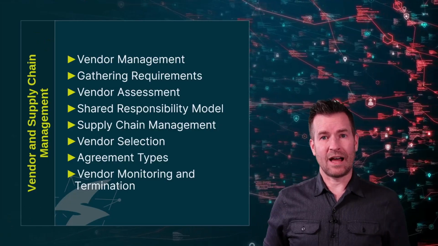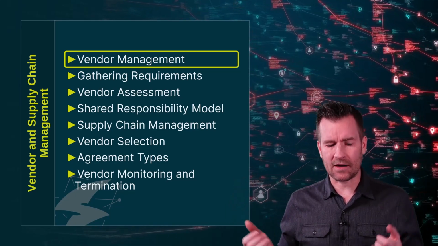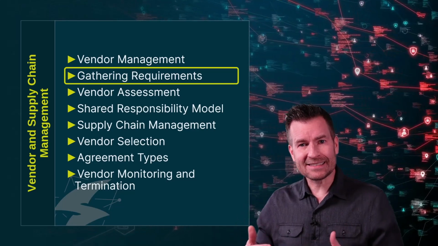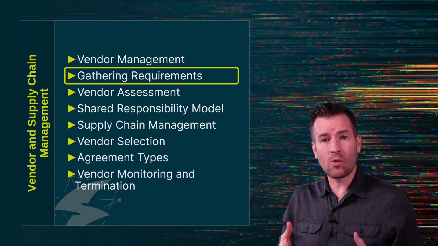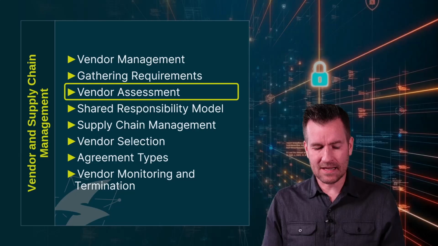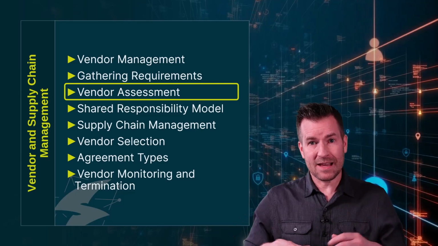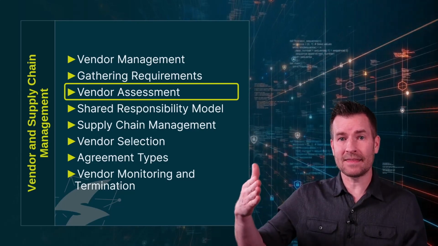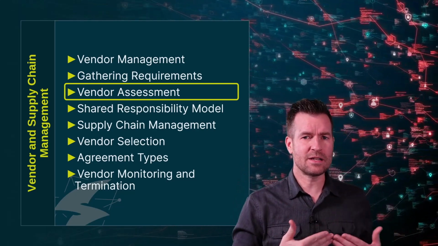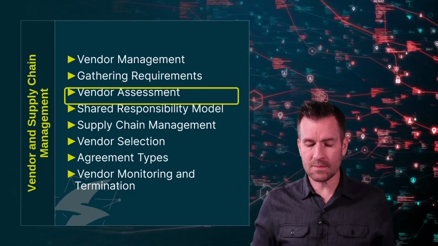We're going to kick this module off by going over vendor management, just a high-level view of what vendor management actually looks like. Then we'll get into gathering requirements, what we're going to assess these different vendors on and how we gather requirements to assess those different vendors. Then we'll talk about the vendor assessment specifically and what vendor assessment looks like. Then we're going to get into cloud computing because a lot of times we're utilizing services up in the cloud, and we want to make sure we assess those services and understand where our responsibility is and where the cloud provider's responsibility is. We call that the shared responsibility model.